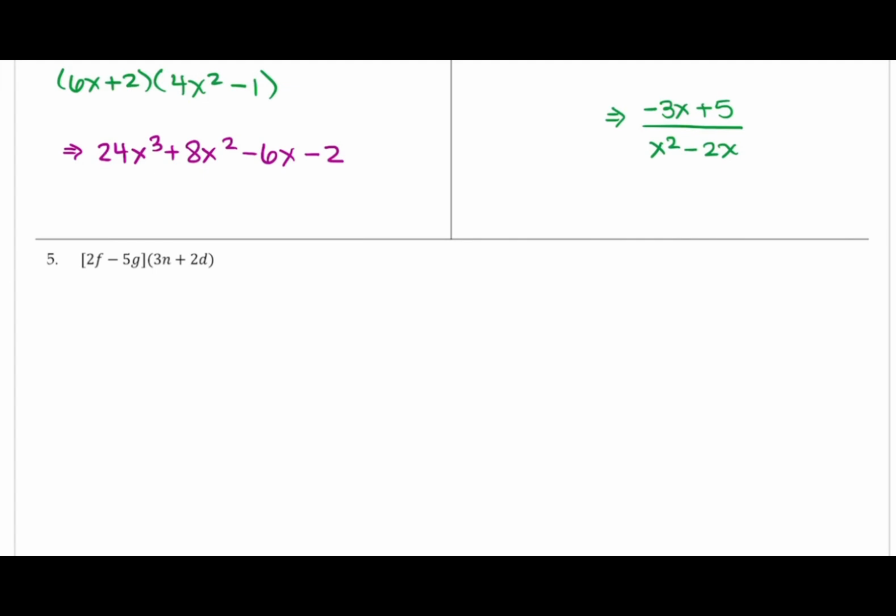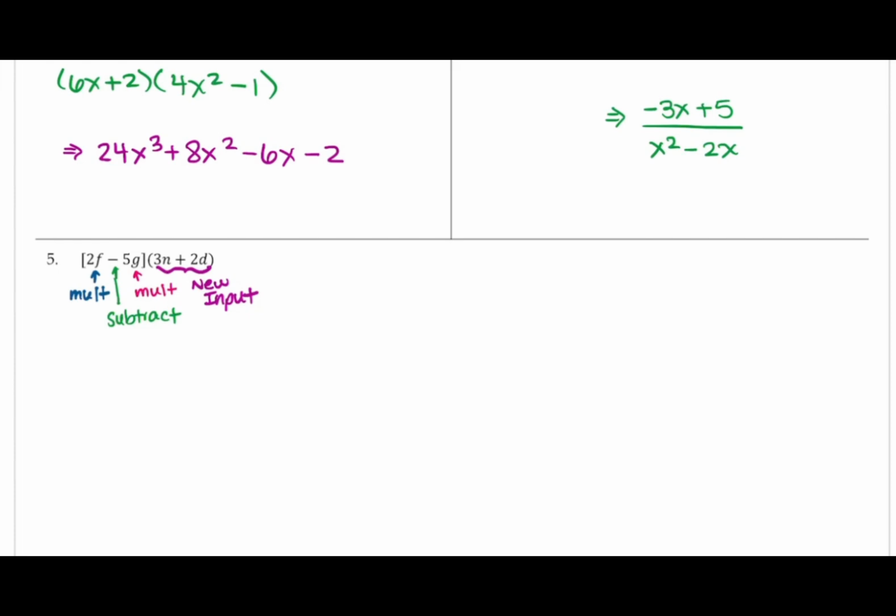Here we have a number in front of the f function. So this is telling us to take the f function and double it, multiply it by 2. And same thing for the g function. The g function is being multiplied by 5. And the operation in between is the subtraction. We have our new function, new input of 3n plus 2d. So for this specific problem, this is how you would do it.